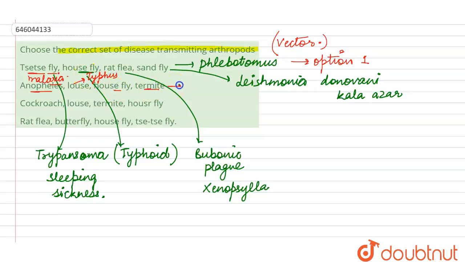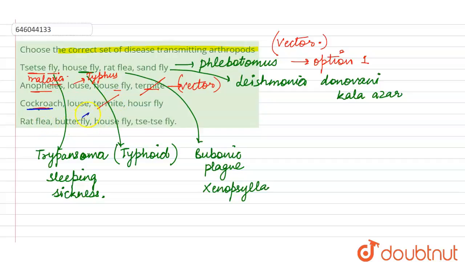The termites do not act as vectors, though they feed on the wood. So termite is the wrong option here. Termite is also given in option number 3, so this is also wrong. While in option number 3 there is cockroach. Cockroach also contaminates the food and water sources by acting as a saprozoic organism, and it feeds on the fecal matter also, and then it comes and again sits on the food. So this is also one of the vectors, whereas termite is not.